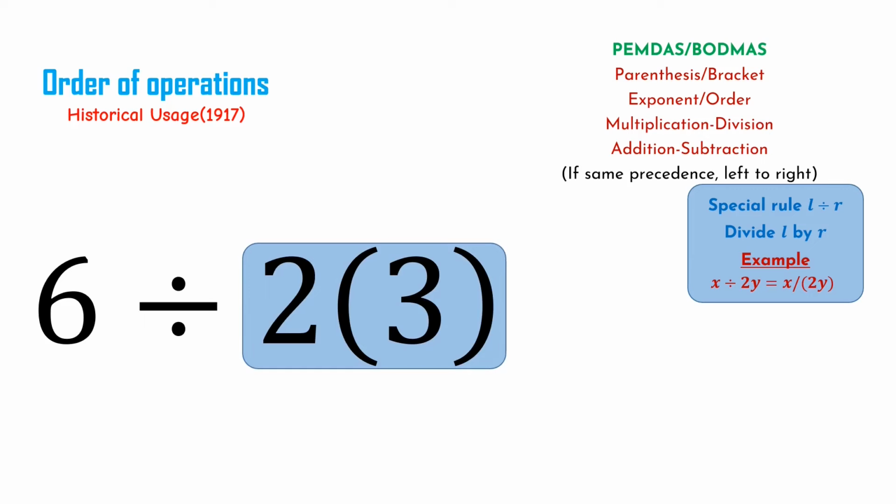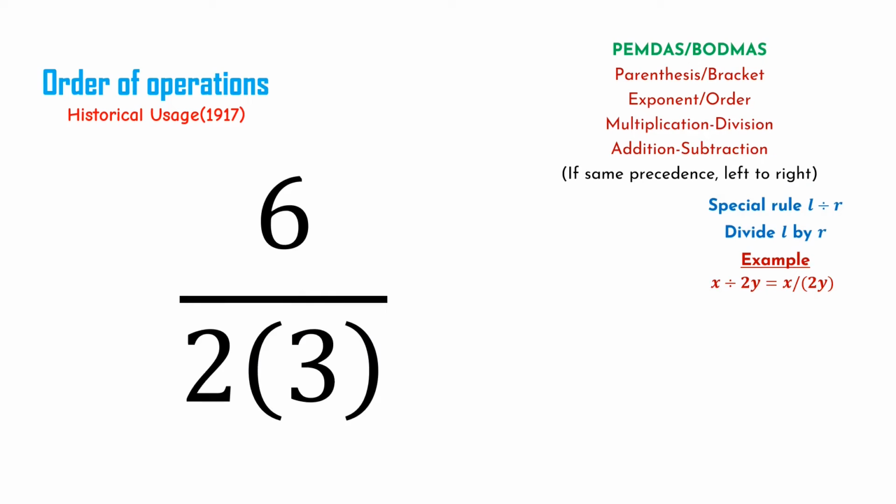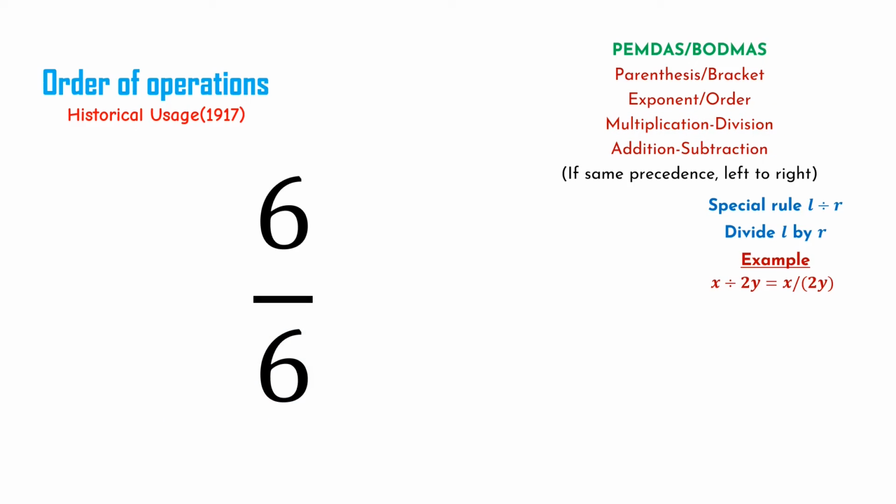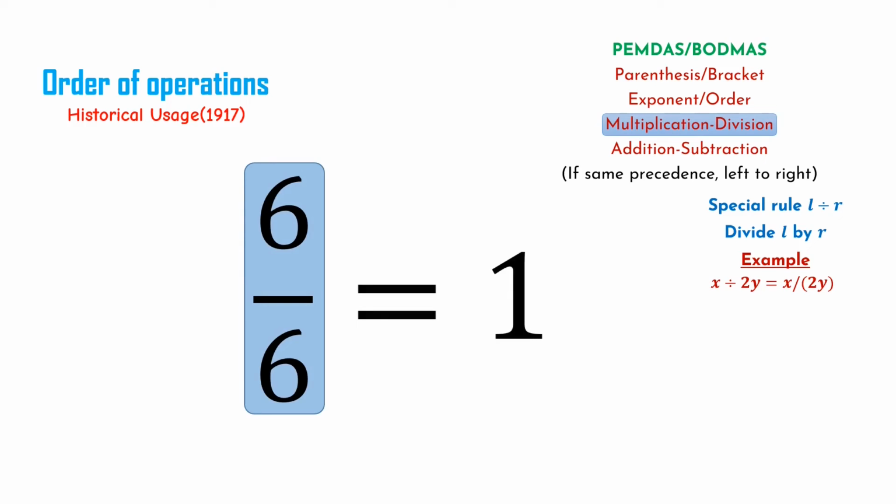So applying this rule, we lead to the expression 6 divided by 2 parenthesis 3. We would now convert the multiplication in the denominator, 2 parenthesis 3, to equal 6. And we now have one division, which is 6 divided by 6, and that equals 1. So many people argue that 1 is the correct answer. And there is some historical justification for this because of the way the text used to use the division symbol.